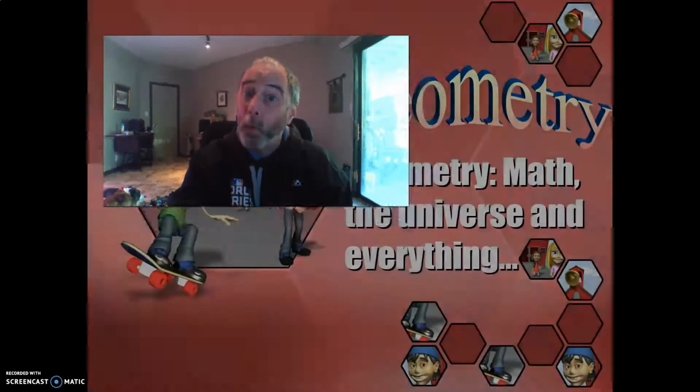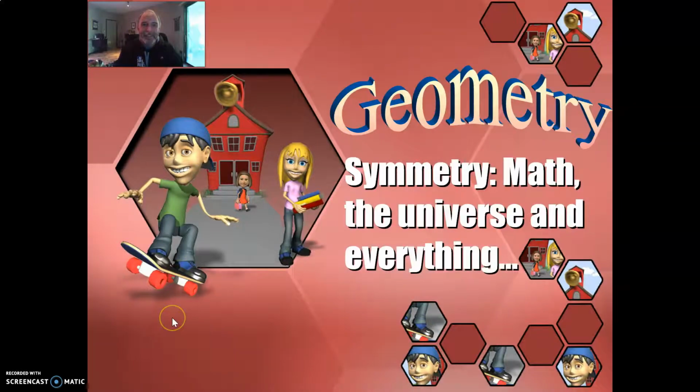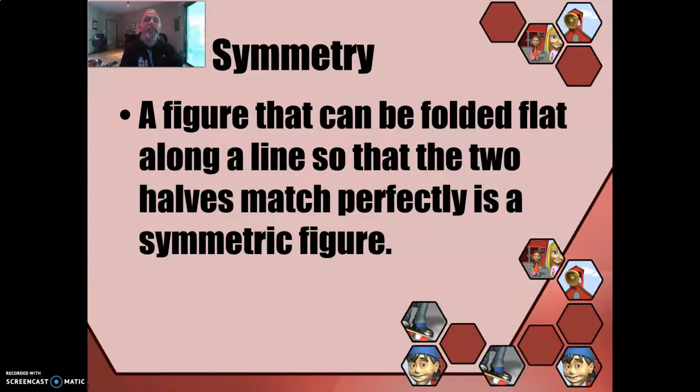Today, we are going to talk about symmetry. What is symmetry, you may ask? Well, I'm here to tell you. So, symmetry is a figure that can be folded flat along a line so that the two halves match perfectly. That is a symmetrical figure.